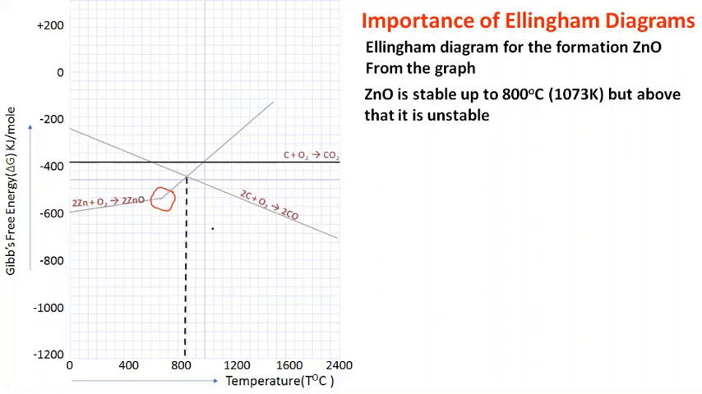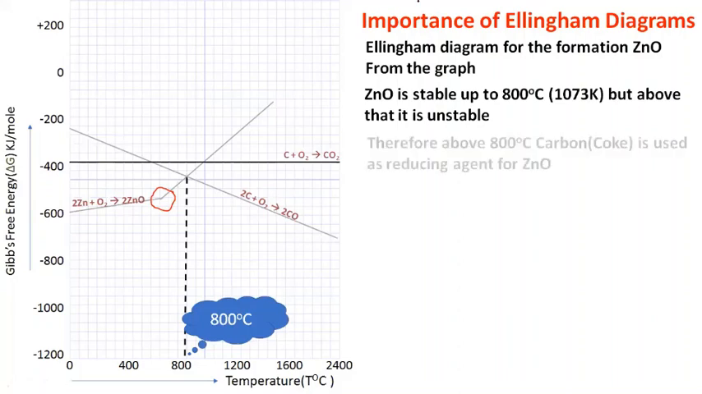Next to that, if you see, zinc oxide is stable up to 800 degrees centigrade. That is to say that this particular temperature, you can see this particular intersection, this is stable. Zinc oxide is stable up to 800, but above that is unstable. Why? Because here the line of carbon monoxide is coming down, whereas the line of zinc oxide is going up, due to which zinc oxide is more stable than carbon monoxide below 800 degrees centigrade.